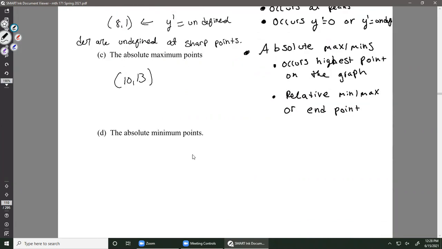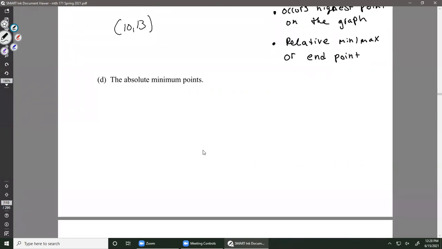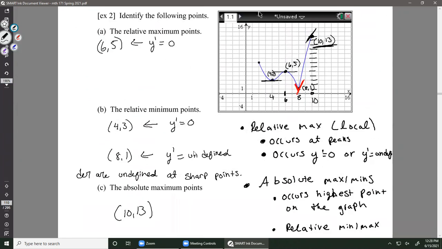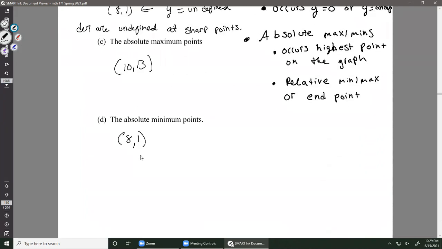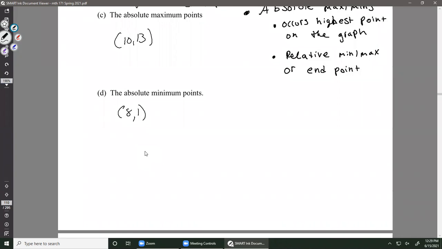So the absolute minimum, what'd you guys get? 8, 1. All right. And again, that's down here at this really sharp point. That's our absolute minimum. Any questions about that? Okay. So I want to do a little note because I know a few of you are actually doing the homework.